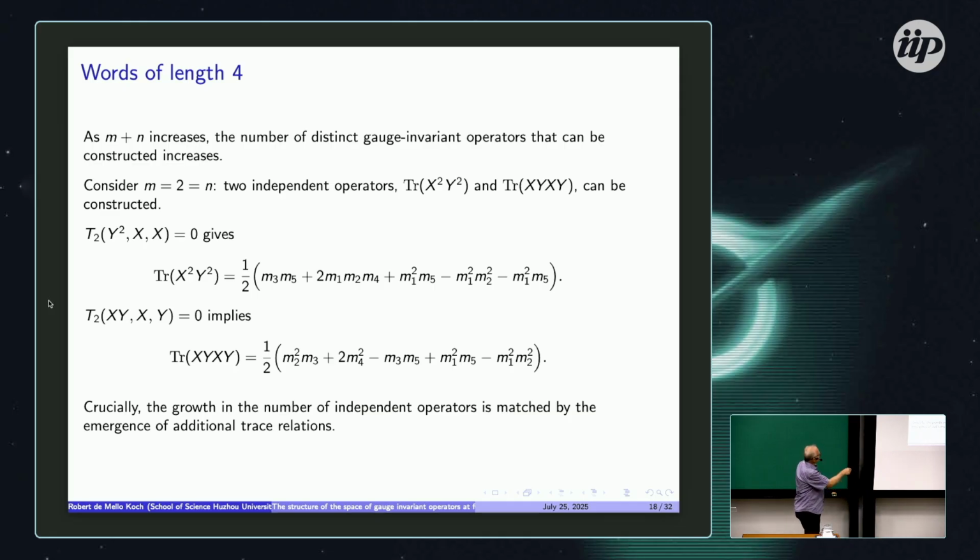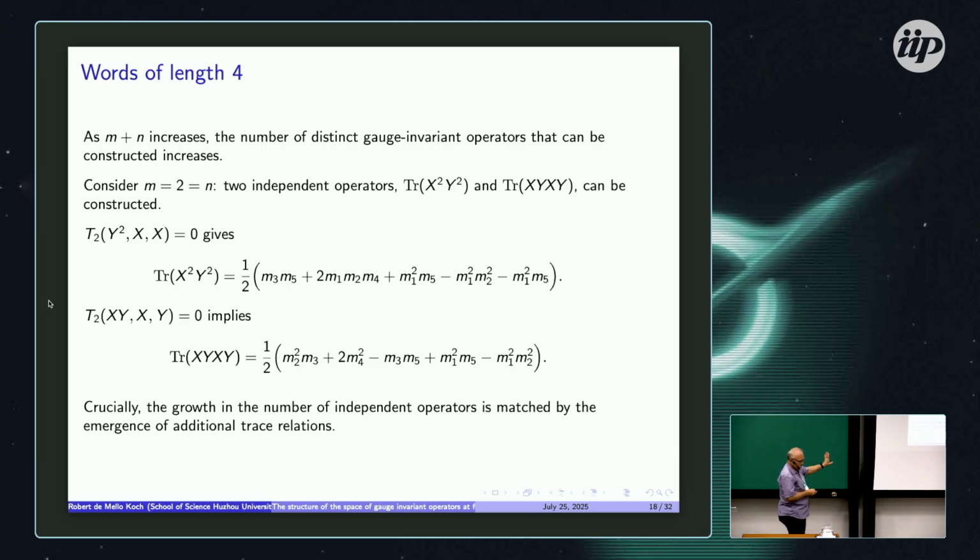So I could pick A to be y squared, B to be x, C to be x, and then that trace relation tells me that the trace of x squared, y squared is a polynomial in the primary invariants. Or I could choose A to be xy, B to be x, and C to be y, and then I learn what trace xyxy is as a polynomial in the primary invariants. So just purely by brute force, I can check that all length 4 operators can be written in terms of the primary invariants. Is this possible in general?